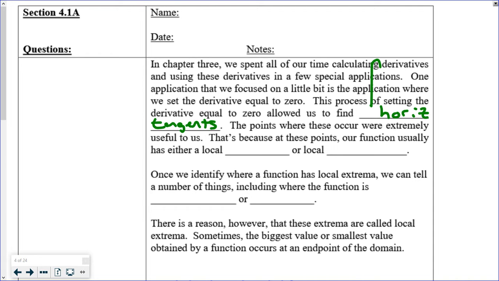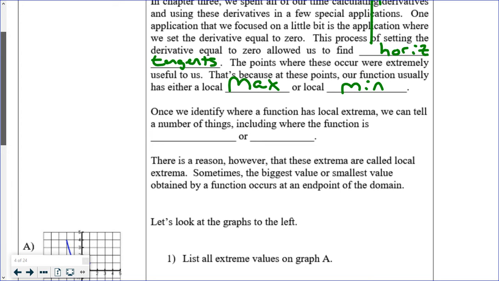What were extreme values from the first semester? Maxes and mins. And then using a function's derivative, remember we said that tells us about the slope. Knowing the slope would also tell us where the function is increasing or decreasing, which is something we used a calculator to help us with, or something we just used a sign chart to help us with in pre-calc. Now we can actually prove it using derivatives. So that's what we're going to spend the first section or two looking at: increasing, decreasing, and extreme values.